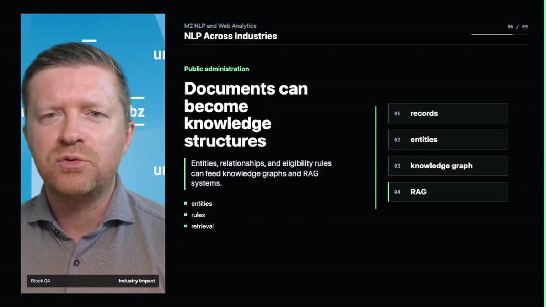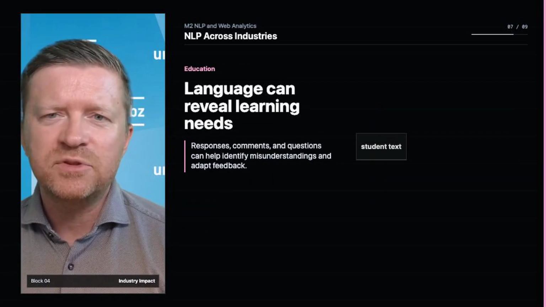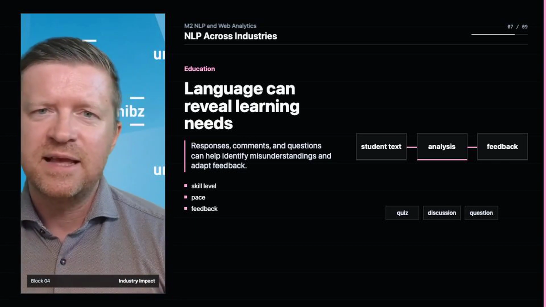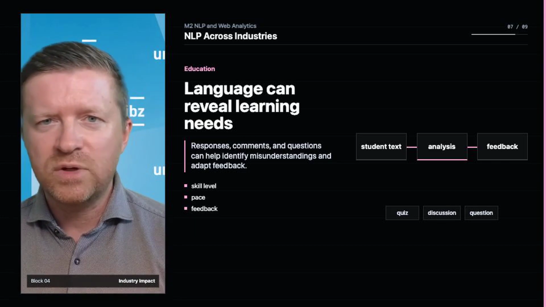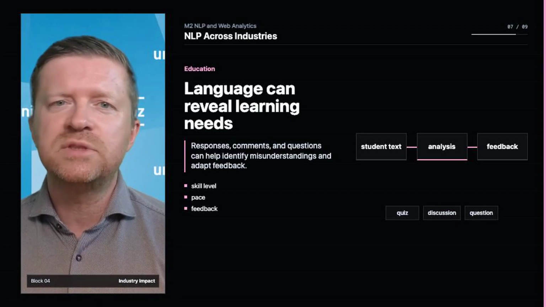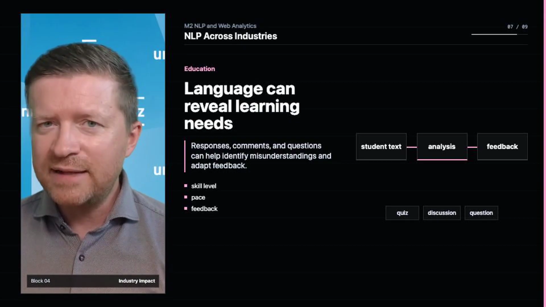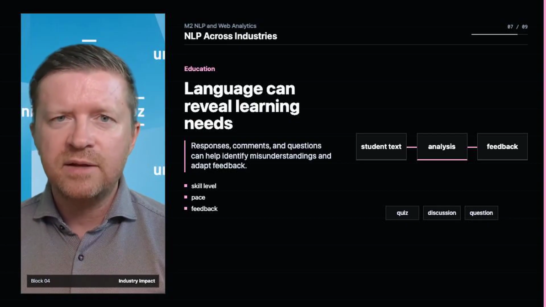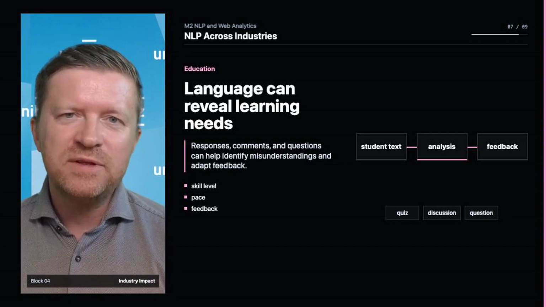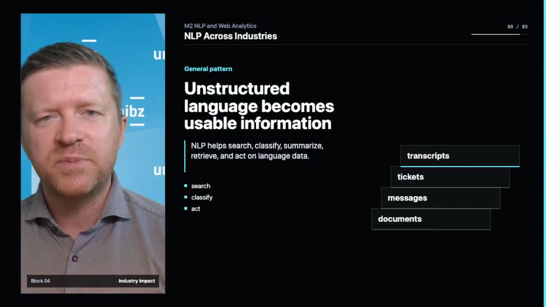Education is also a natural application area. Learning systems could adapt to a student's skill level, pace, questions, and misunderstandings. Text comments, quiz responses, or discussion posts could be analyzed to identify where students are struggling. In principle, this makes more personalized instruction possible. In practice, it also requires careful design because education is not only an optimization problem. Still, it is a useful example of how language data can support better feedback and better learning experiences.